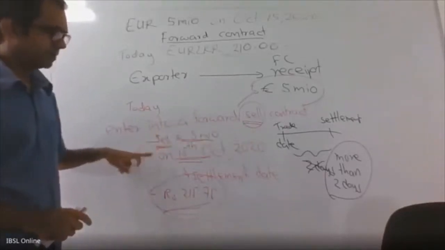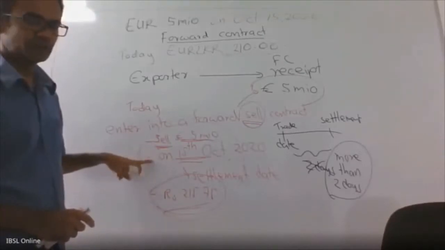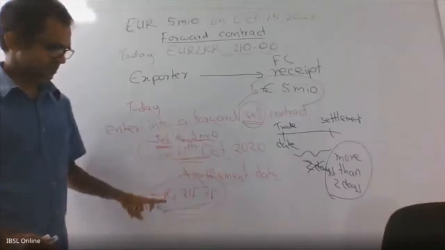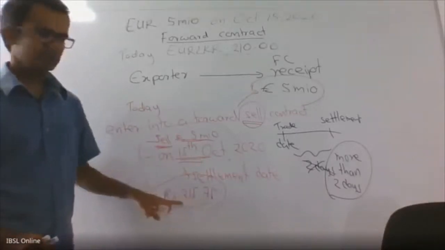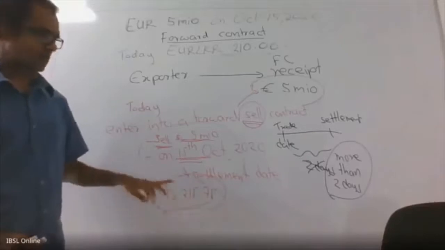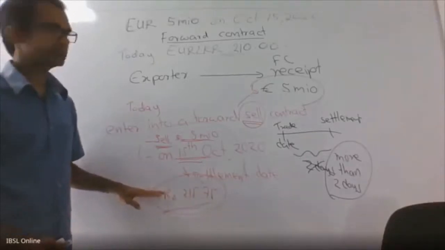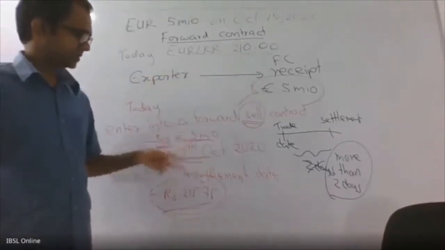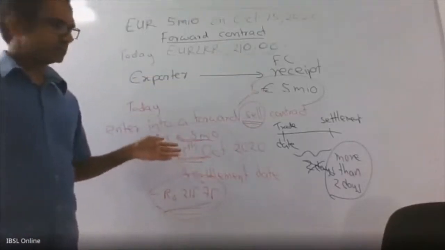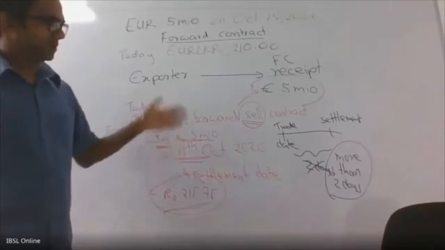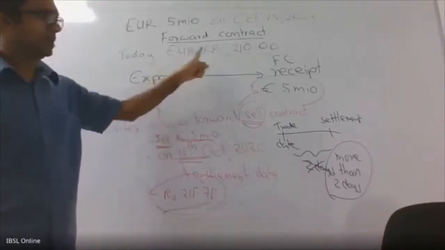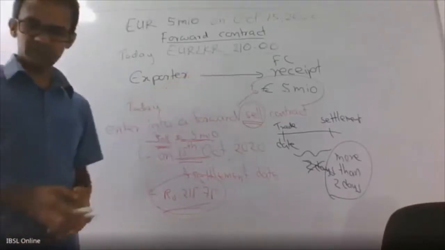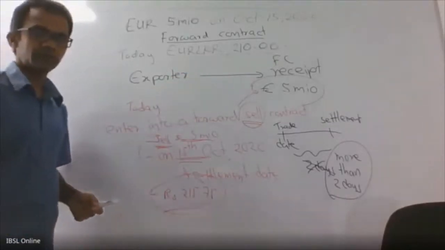On when is he going to do that? On 15th October. At what rate? At 215.75, this rate. How do we derive this rate? That depends on today's exchange rate, and say this is just about 3 months, the 3-month interest rate on the euro and the 3-month interest rate on the LKR. I assume you can remember the equation to calculate the forward rate.